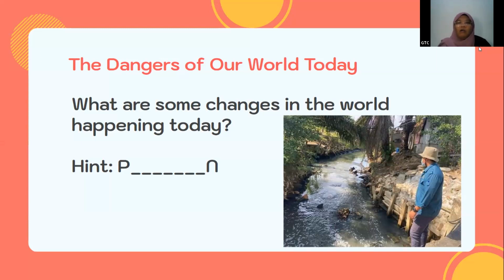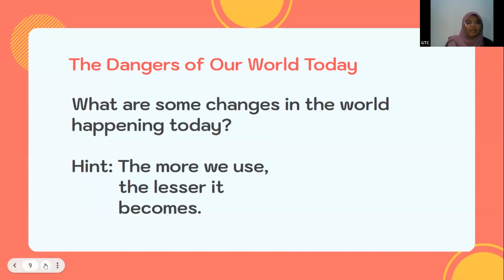So we say we're going into the modern phase of our life. We have so many factories. We always talk about Industrial Revolution 4.0, but there is also a consequence where this modernization can also lead to pollution, right? Next. The more we use, the lesser it becomes. What is it? What do you think it is?